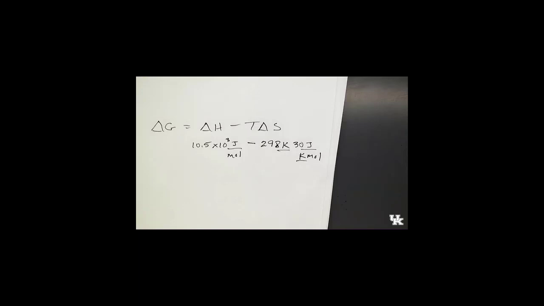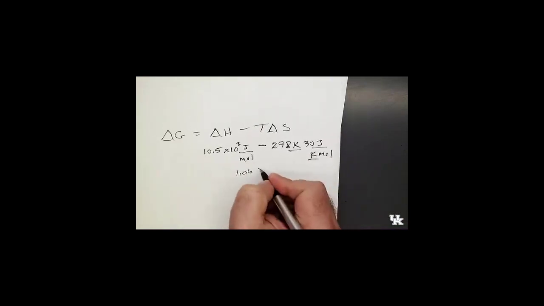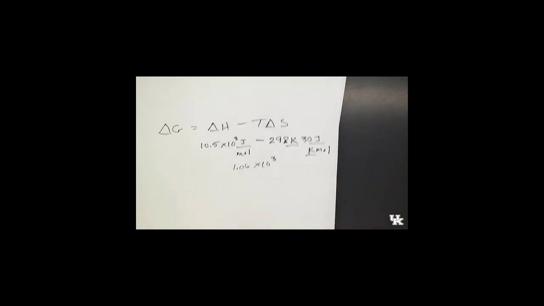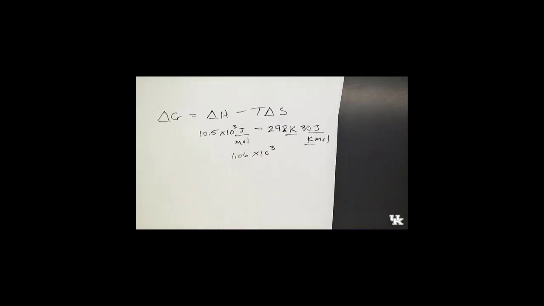So when we calculate that out, let's see, do I have a calculator out here? Now, notice with this one, you don't really have to know the actual value, you just have to know whether delta G is positive or negative. All right, so you got like 1.06 times 10 to the third? Positive value. So if it's positive, what is it? Non-spontaneous.